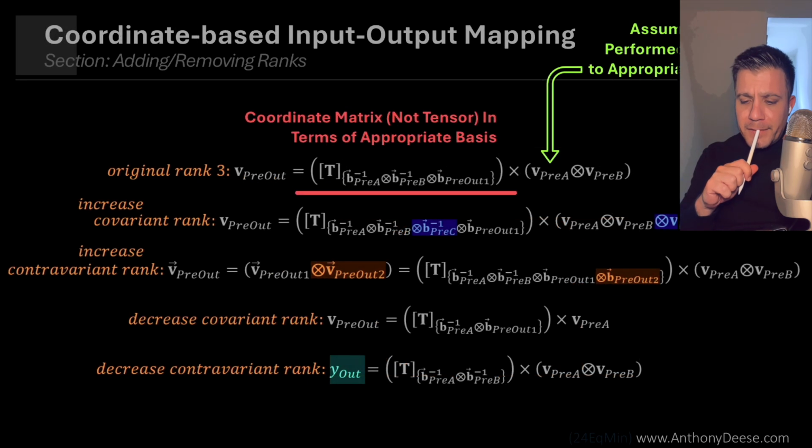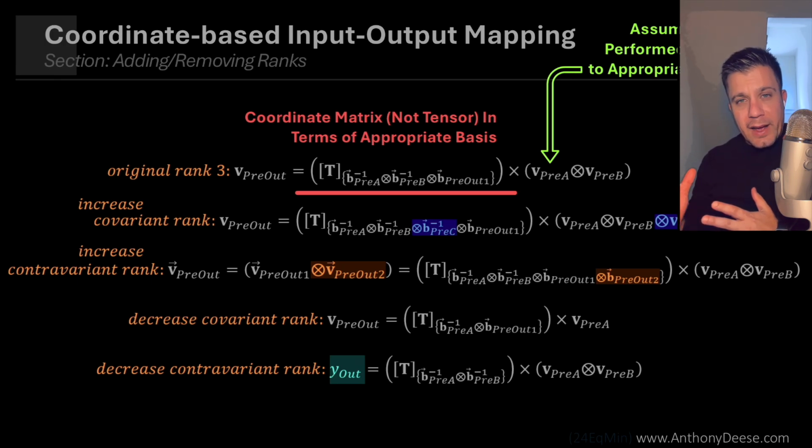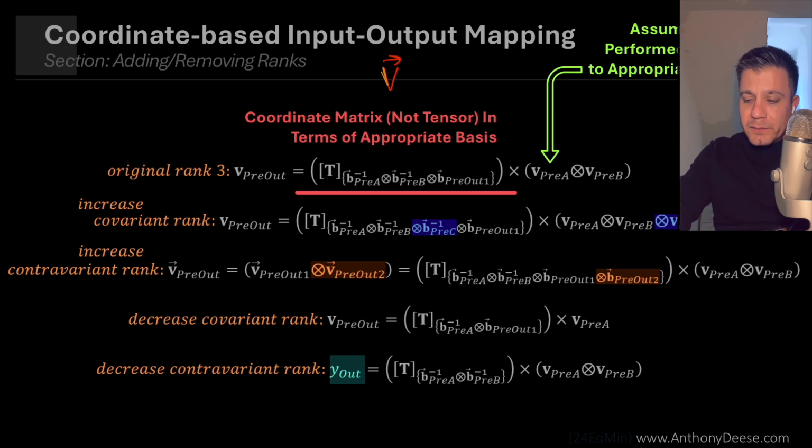So the coordinate-based input-output mapping, what is this? We know that we can decompose any tensor down to some sort of coordinate matrix or array and its associated basis. We saw this with the primal vector, right? The primal vector could be decomposed into a basis set as well as a coordinate array, and we could do something similar for the covector as well as a linear map by linear form. And we can then also define relationships which ignore the basis and are only defined in terms of the coordinate arrays or the coordinate matrices.